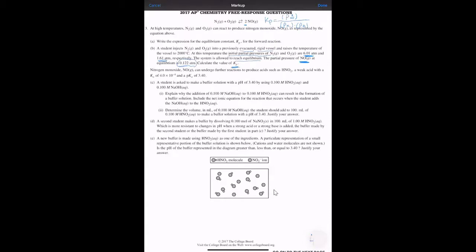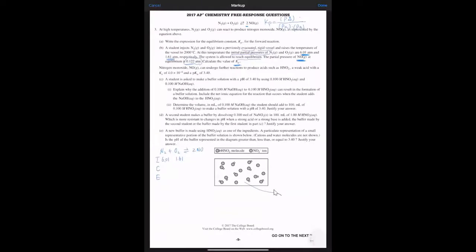We already know the equation for Kp, so what we need to find are the equilibrium pressures for each component in the system. For this you need a little bit of calculation using the ICE table. Here you have N2 plus O2 giving 2NO. Initially the pressure of N2 is 6.01 and O2 is 1.61. For the change we are not sure right now, but we do know the equilibrium pressure of the product is 0.122 atm.